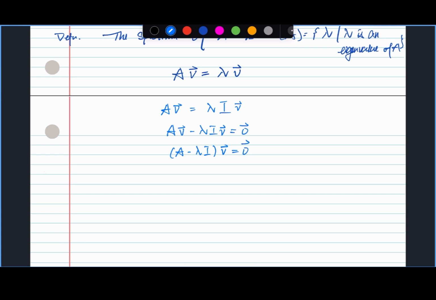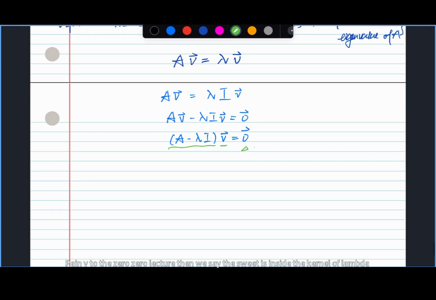Okay, now we have a matrix multiplied by a vector equals 0. So we've learned this: a matrix is a linear transformation. If we have a transformation mapping v to the zero vector, then we say this v is inside the kernel of A minus lambda I.